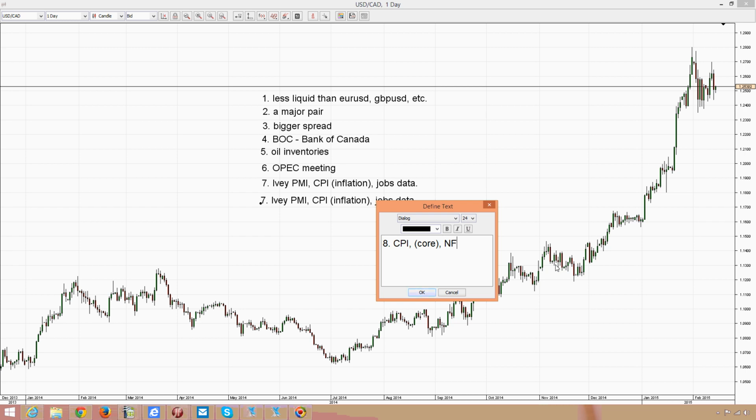Then look for the NFP or the non-farm payrolls. These NFP or non-farm payrolls are coming on the same day with the jobs data in Canada. So that will move the pair aggressively. The non-farm payrolls is released on the first Friday of each month, no matter what. It is important as the Federal Reserve in the United States has a dual mandate. So beside inflation, its job is to create jobs.